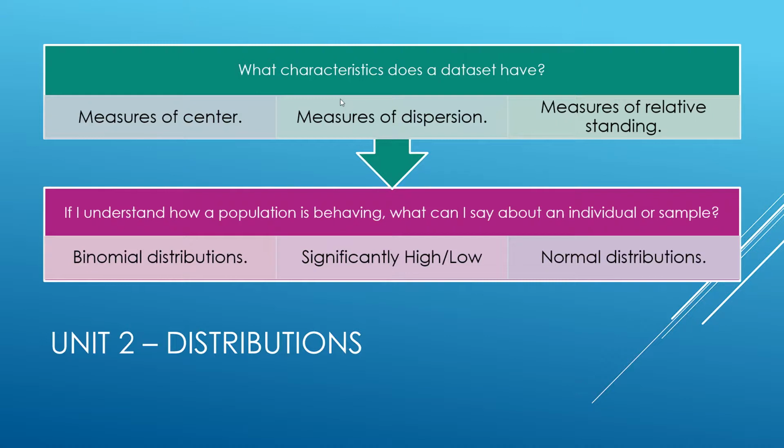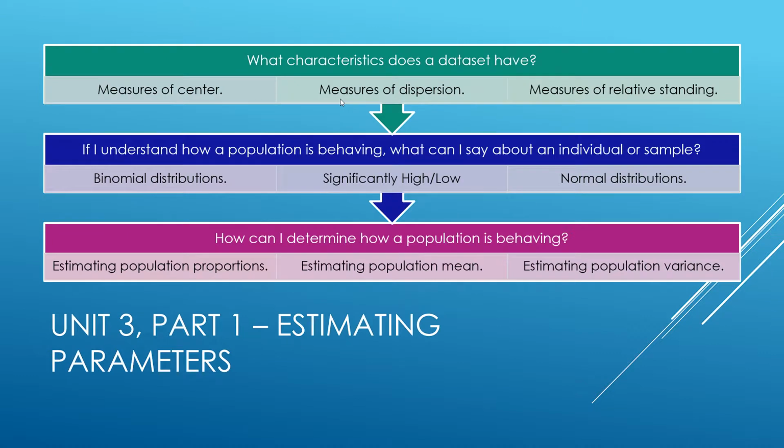Well, then the question gets asked, what if I don't know what the population is doing and I want to know that? How can I use a sample to determine what the population is doing? That was what we've been doing most recently, the first part of this unit, estimating population parameters, be it proportions, means, or variances, or standard deviations, taking the square root. That was what we were looking at most recently, taking a single sample and estimating the population.